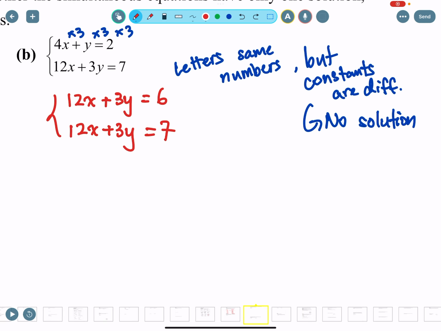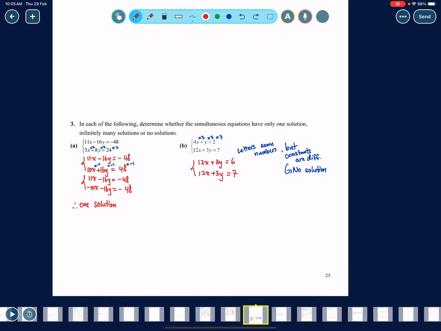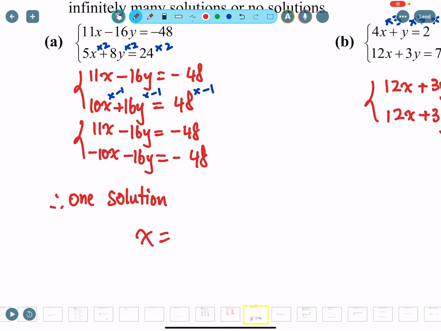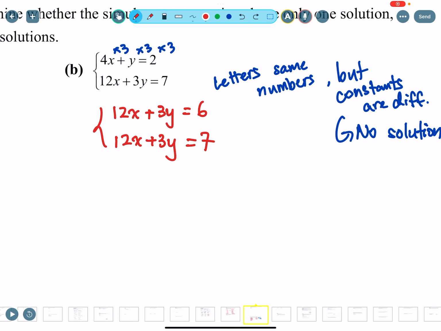In this case, both of the letters have the same number, but the number here, the constant, is different. Now if you try to solve this, you do elimination, you get 0 plus 0 equals negative 1, and that doesn't make sense, right? Over here you would end up with x equals a number. You get to solve it, but over here you cannot solve this. It doesn't make sense, so the answer here is no solution.